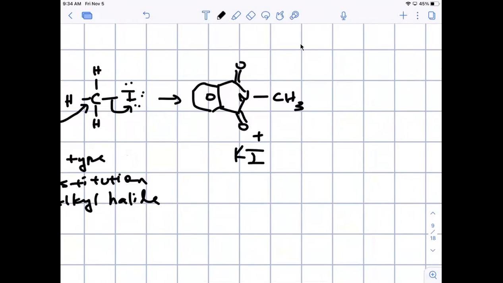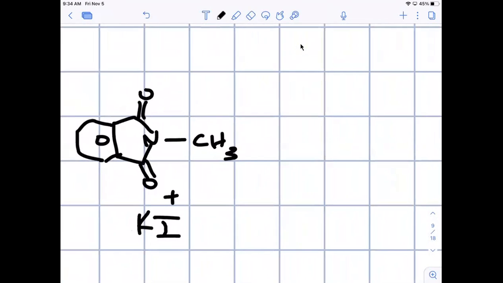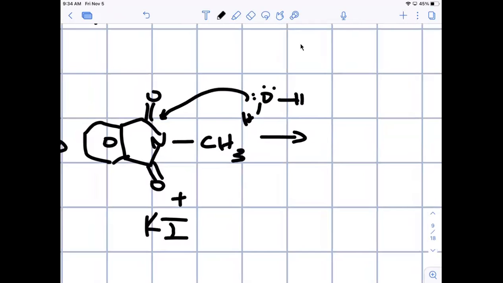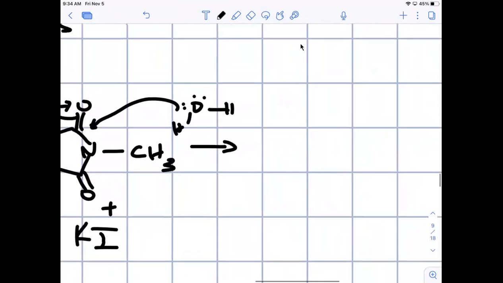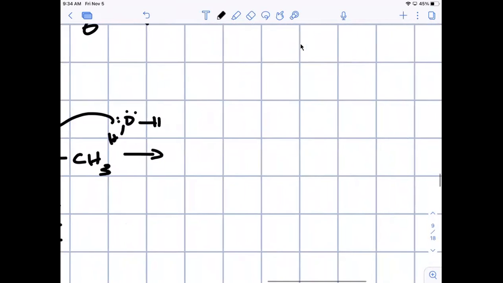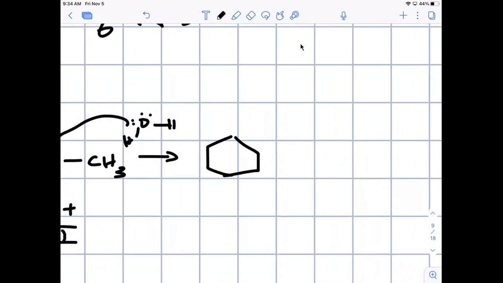So now you just need to pop the ring open, right? And that's the purpose of the water, right? And this happens twice. It has to happen twice because you have to basically hydrolyze that nitrogen off. So we're going to attack here and then here. And I'm going to show one step, and then from that you can get the gist of what happens in the second hydrolysis.